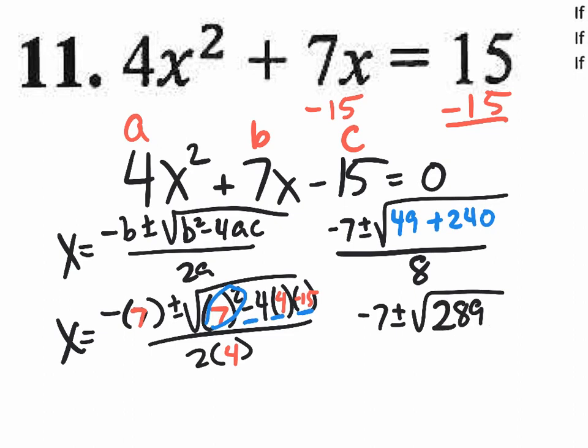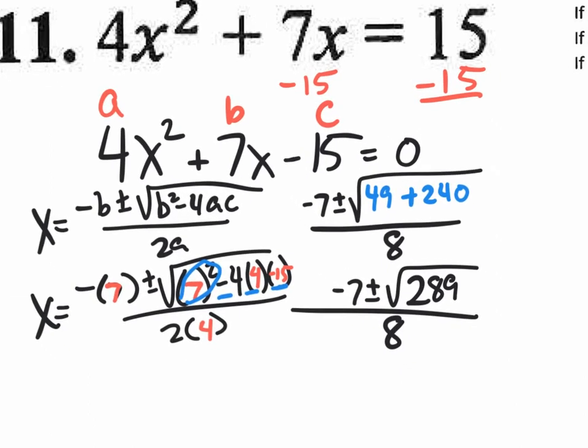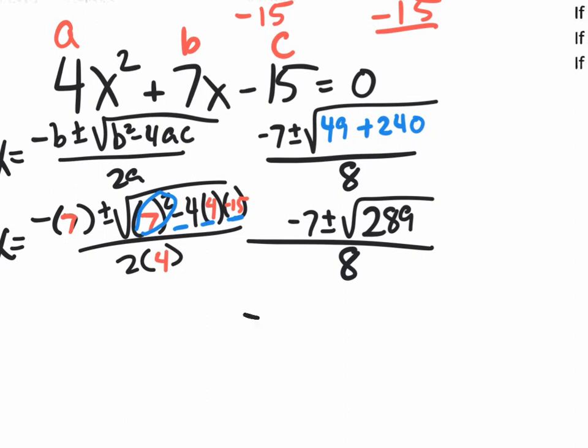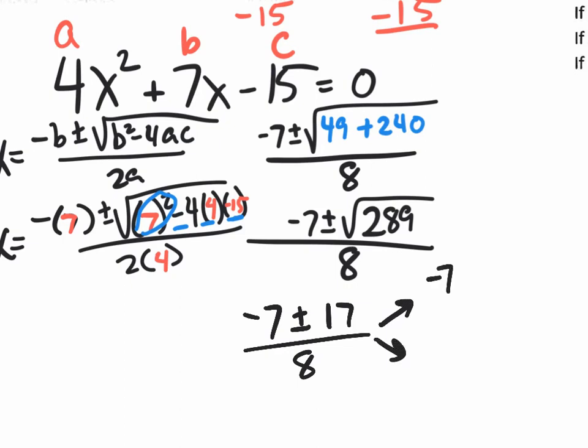And with the calculator, hopefully we could do the square root of 289, which it does work. It's 17. With the calculator, if you go 289, square root that, it's 17. However, it's still over 8. So let me rewrite the whole thing. Negative 7 plus or minus, we said the square root of 289 is 17, divided by 8. So this is going to provide us two separate answers. We have the negative 7 plus 17, and we also have the negative 7 minus 17. And of course, we need to divide by 8, both of them.